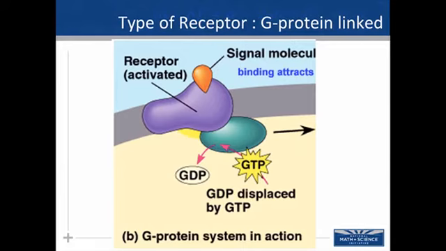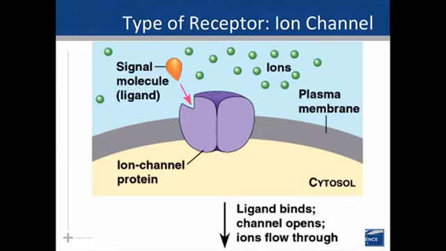And so when activated, that G protein linked receptor is going to set off a chain of events that will eventually result in a response. So that's one type of receptor, the G protein linked receptor. It is an intramembrane receptor in the membrane. Another type of receptor is an ion channel.